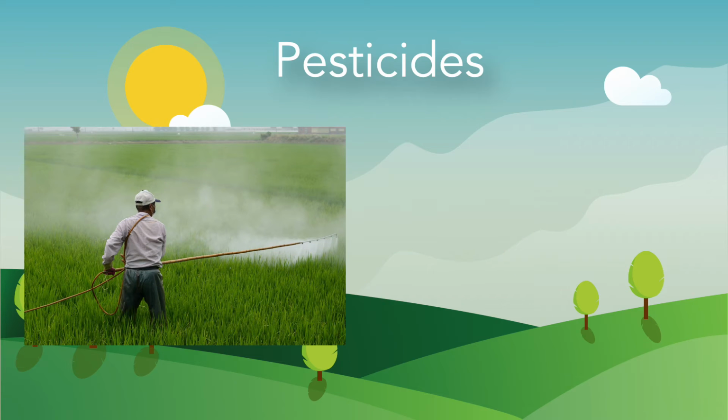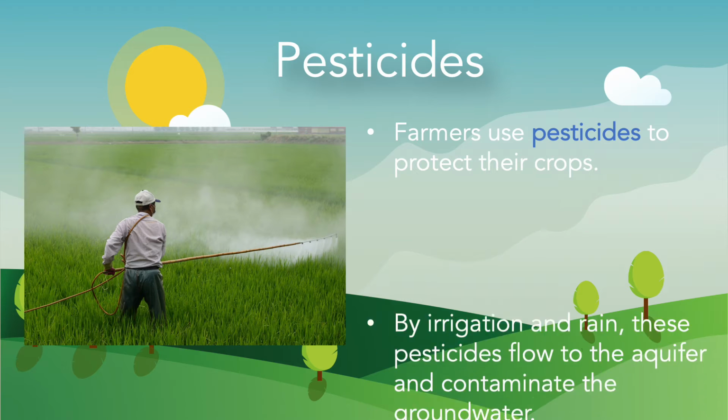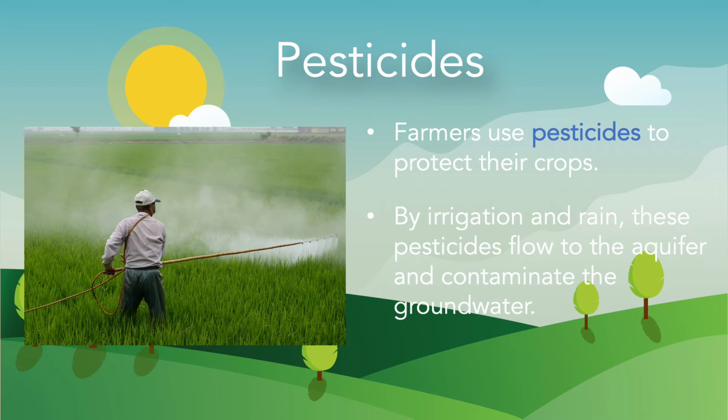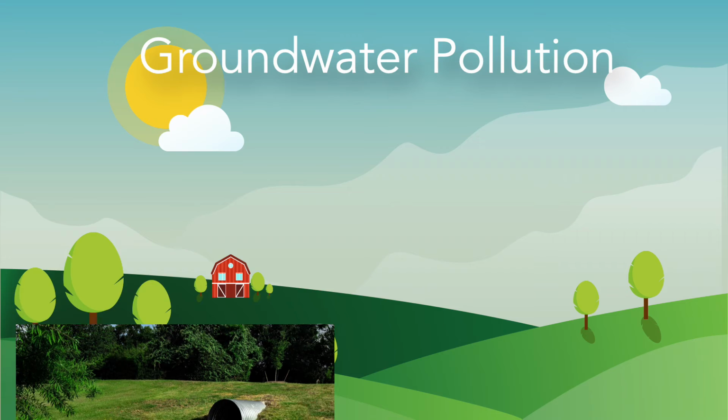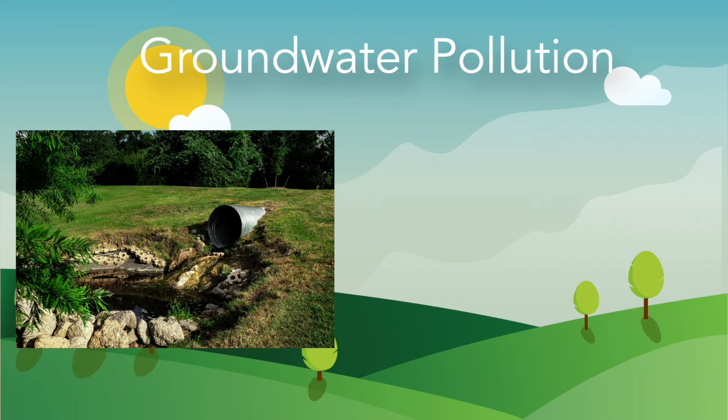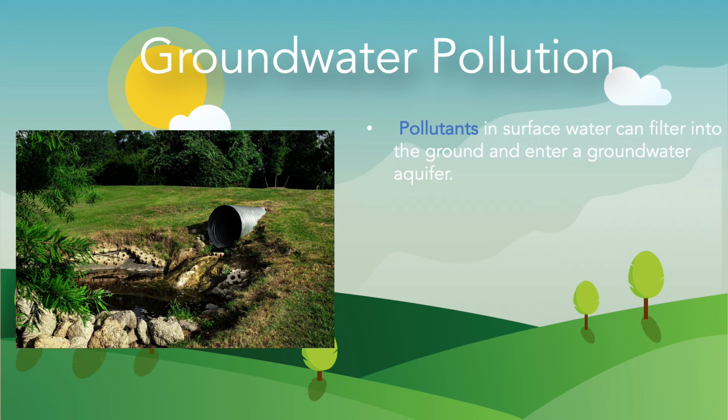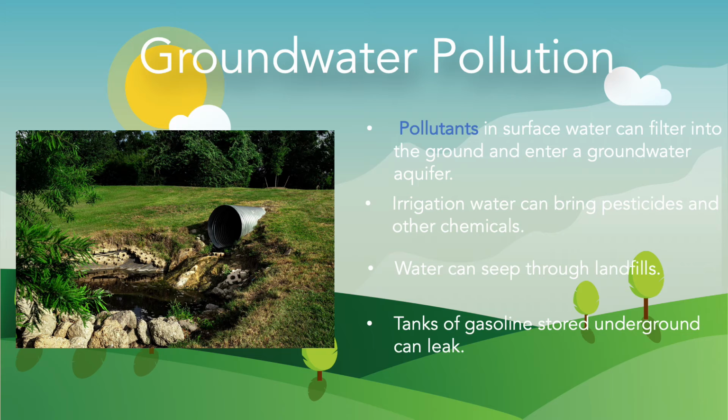Pesticides. Farmers use pesticides to protect their crops. By irrigation and rain, these pesticides flow to the aquifer and contaminate the groundwater. Groundwater pollution. Pollutants in surface water can filter into the ground and enter a groundwater aquifer. Irrigation water can bring pesticides and other chemicals. Water can seep through landfills. Tanks of gasoline stored underground can leak.